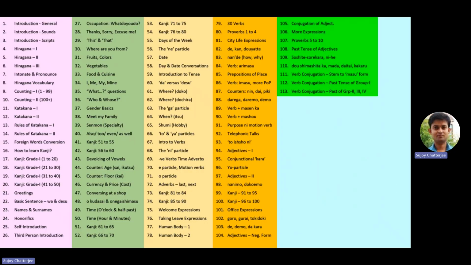So friends, that was all about today's lesson, verb conjugation part 3, where we discussed the past tense of group 2, 3 and 4 stem verbs.